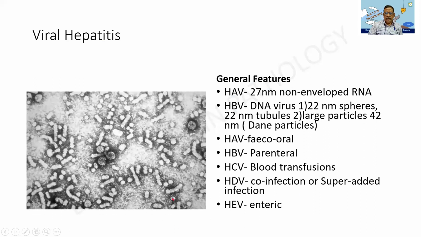This is an electron microscopic picture displaying the tubular structures that were found in an infected patient. And also, there are small spherical nodules. Each of these measures about 22 nanomicrons, whereas the larger one will be about 42. So these are called the Dane particles. This can be asked as an MCQ.